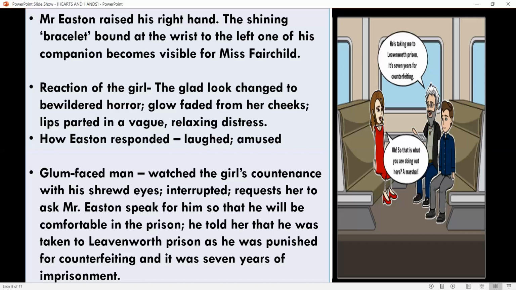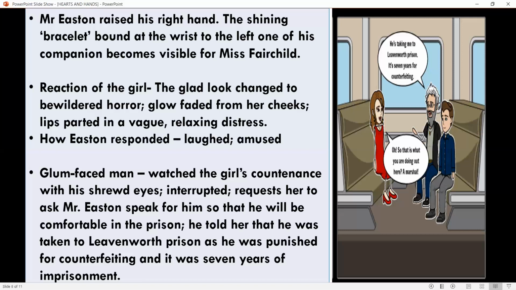Now, again, the girl's reaction changes. "Oh," said the girl with a deep breath and returning color. "So that's what you're doing out here, a marshal." Now, she's assured, okay? She says she's relieved. Actually, that is why she's taking a deep breath, because all this while she was horrified seeing the handcuff, and now the pink color returns to her cheeks, and she feels happy, and she asks him, "Oh, you are a marshal then?"